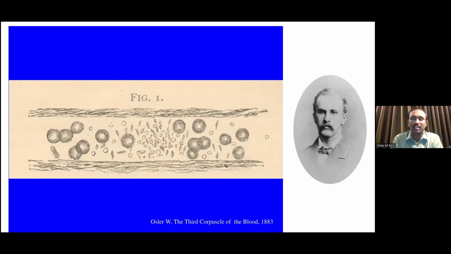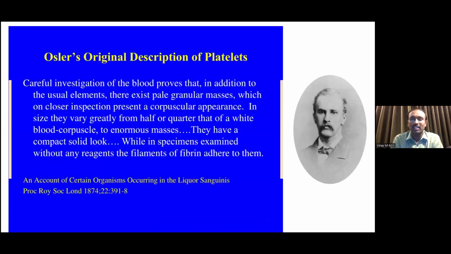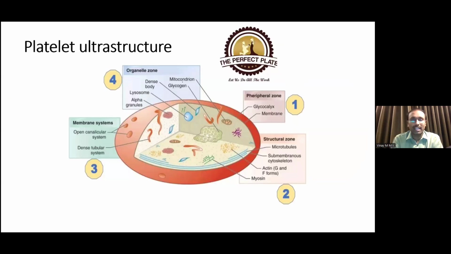This is William Osler, who described what a platelet is. He first described the platelet as the third corpuscle of the blood in 1883, and he said that these are pale granular masses which are half the size of white blood cells, but can vary in size as well. When examined without any reagents, filaments and fibers stick to them. So this was the first description of the platelets.